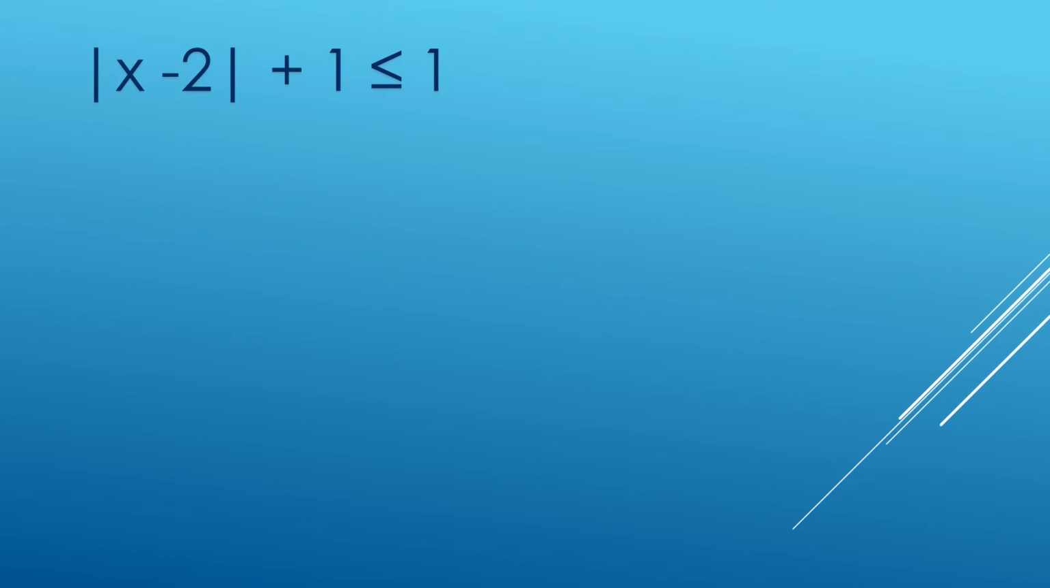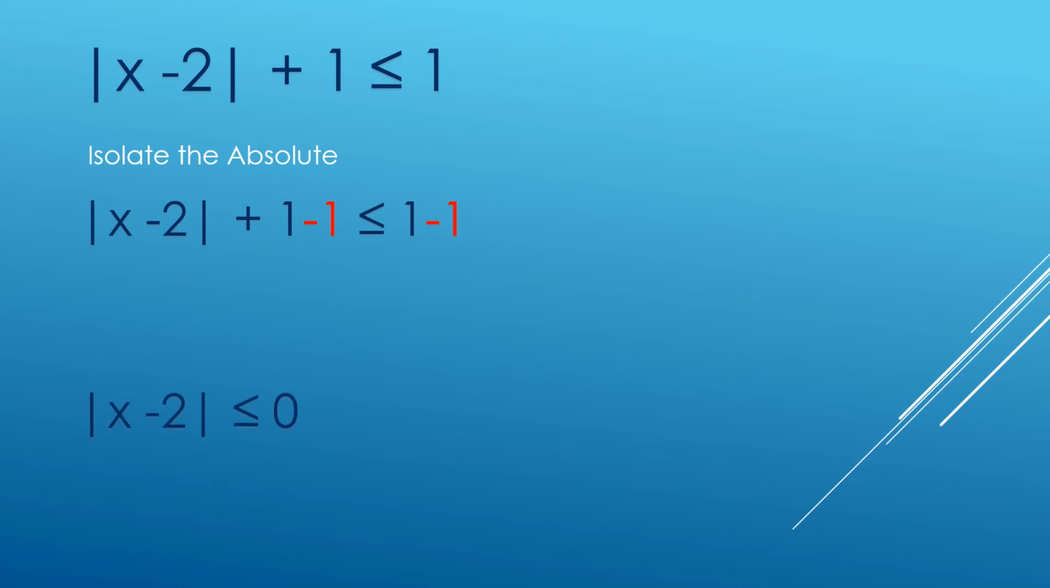Alright, let's look at another example. The absolute value of x minus 2, plus 1, is less than or equal to 1. First, we need to isolate the absolute value, so we're going to subtract 1 from both sides. That's going to leave us with the absolute value of x minus 2 is less than or equal to 0.